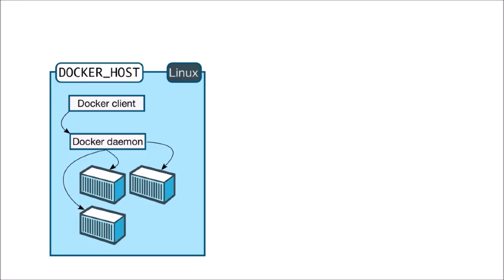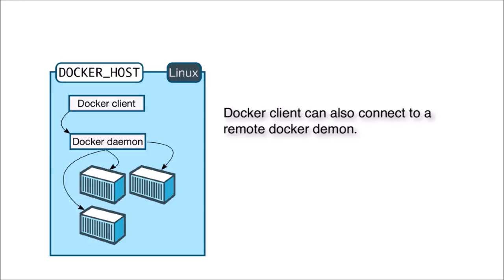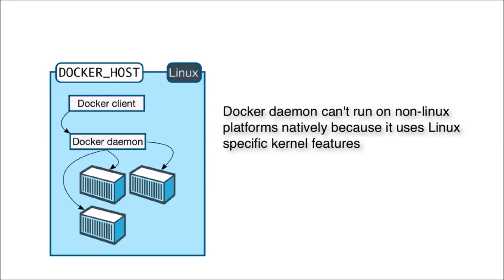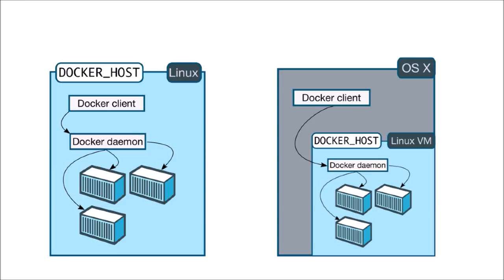On a typical Linux installation, the Docker client, the Docker daemon, and any containers run on the same host. You can also connect a Docker client to a remote Docker daemon. We will cover more about this later. But you can't run Docker natively on OS X or Windows, because the Docker daemon uses Linux-specific kernel features. So on OS X or Windows installations, the Docker daemon is running inside a Docker machine. The Docker machine is a lightweight Linux VM made specially to run the Docker daemon on OS X or Windows.